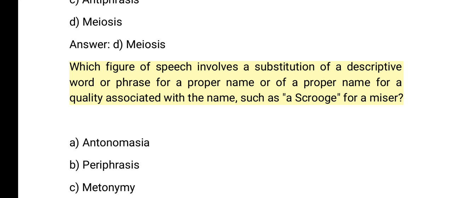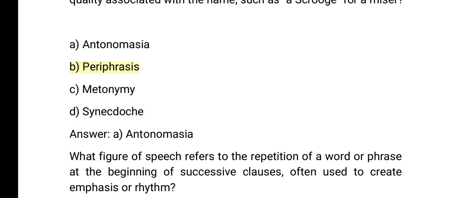Which figure of speech involves a substitution of a descriptive word or phrase for a proper name or of a proper name for a quality associated with the name, such as, a Scrooge, for a miser? A. Antonomasia. B. Periphrasis. C. Metonymy. D. Synecdoche. Answer: A.